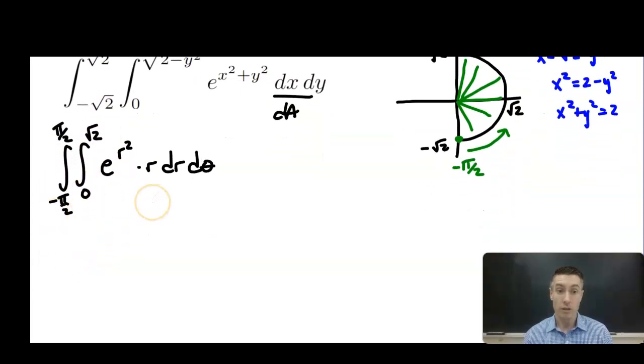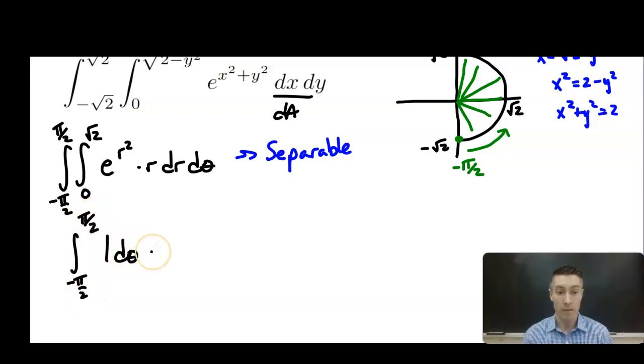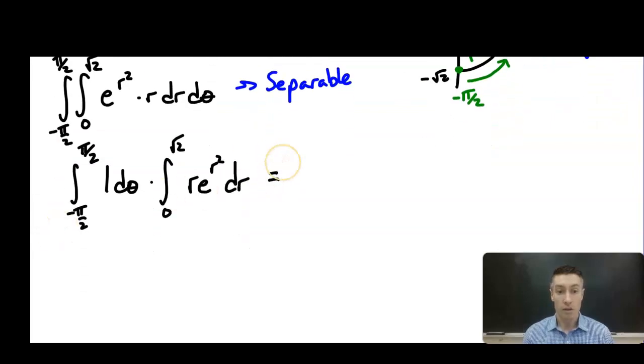Now here we do have another separable double integral, so I'll note that. So we can go integral from negative pi over 2 to pi over 2 of 1 d theta times the integral from 0 to the square root of 2 of r e to the r squared dr. So integrating with respect to theta is theta. Evaluate that from negative pi over 2 to pi over 2.